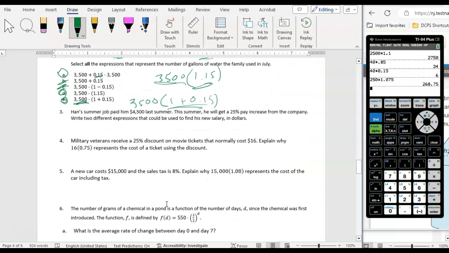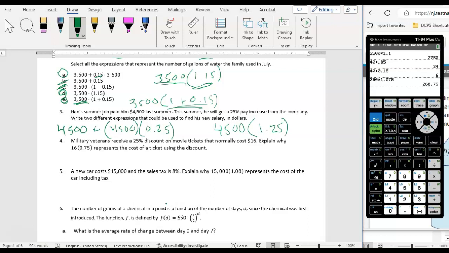Hans' summer job paid him $4,500 last summer. This summer he will get a 25% pay increase from the company. Write two different expressions to find his new salary. So we could write this as 4,500 plus 4,500 times 0.25, or you can write this as 4,500 times 1.25.